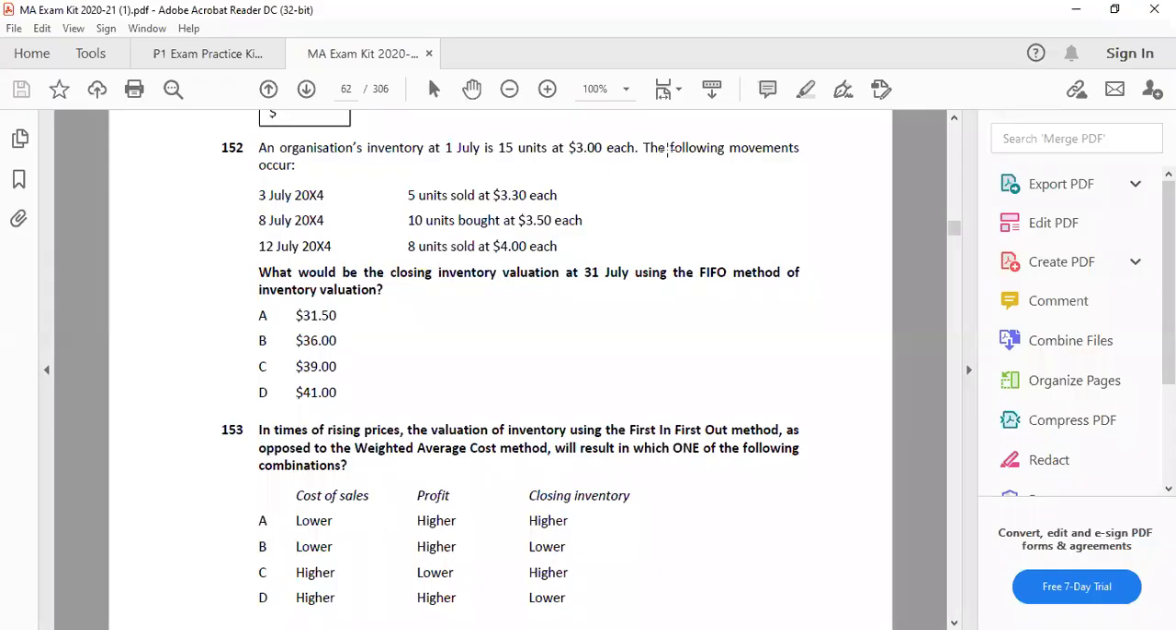So here on the screen, question number 152. An organization's inventory at 1st July is 15 units at $3 each. The following movements occur. 3rd July, 5 units are sold. 8th July, 10 units are bought. And 12th July, 8 units are sold. What would be the closing inventory valuation at 31st July using the FIFO method of the inventory valuation? So let's copy this one.